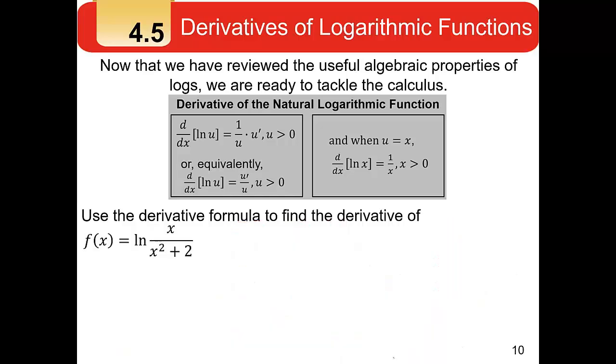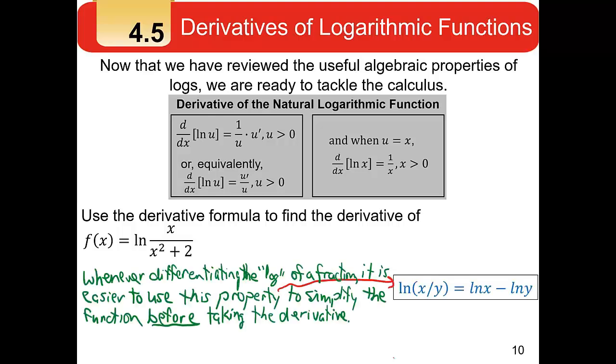Let's do another. This is a log of a fraction, so f of x is the natural log of x over the quantity x squared plus 2. And again, when you recognize the log of a fraction, you're probably going to want to rewrite it as the log of the numerator minus the log of the denominator. It makes the calculus much easier. So that's going to be the log of x minus the natural log of the quantity x squared plus 2.